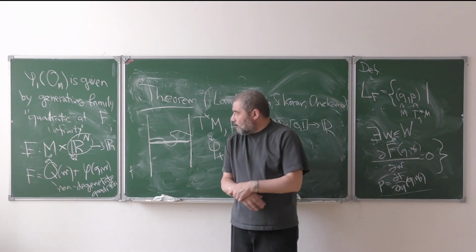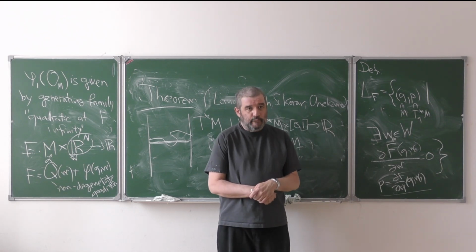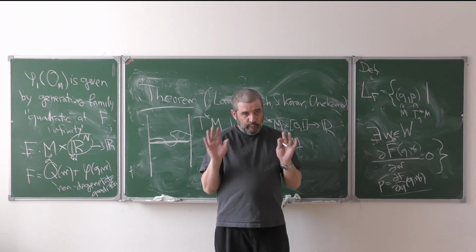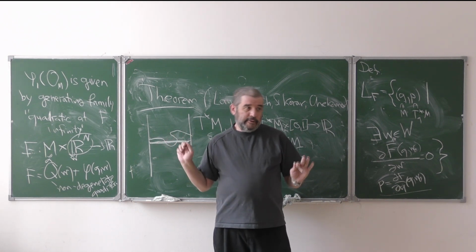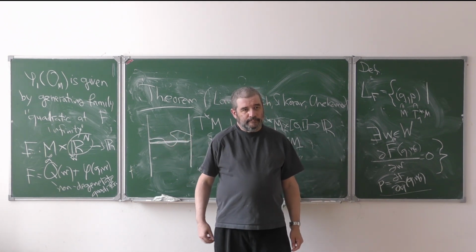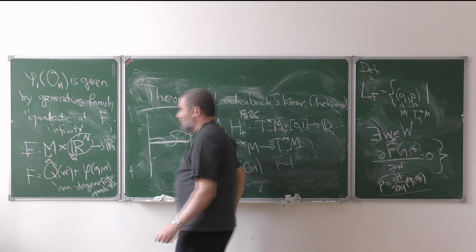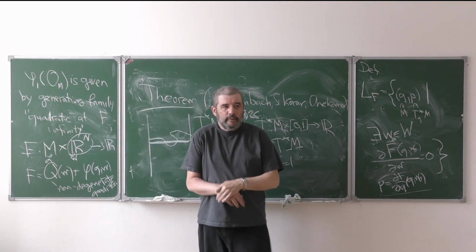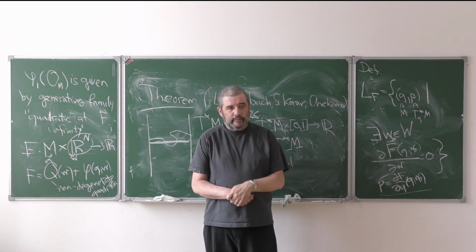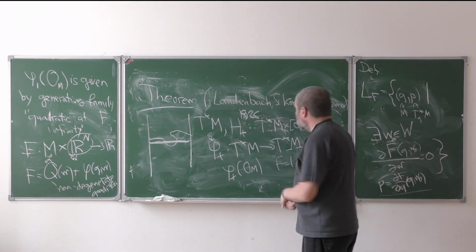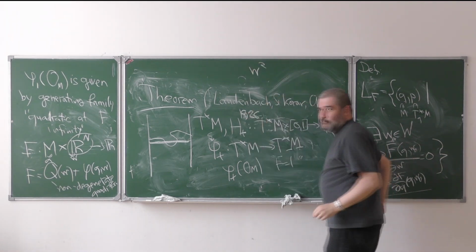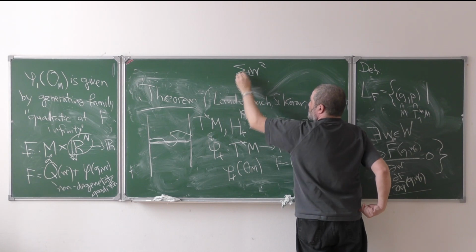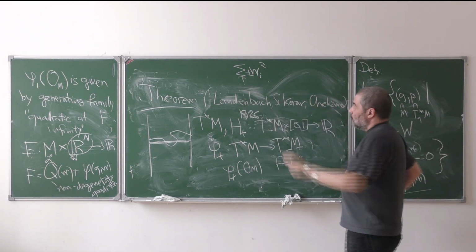For example, if the function phi is 0, what do we get? A good exercise. What is that? If the generating family is the sum of W squares plus minus, it is Q.